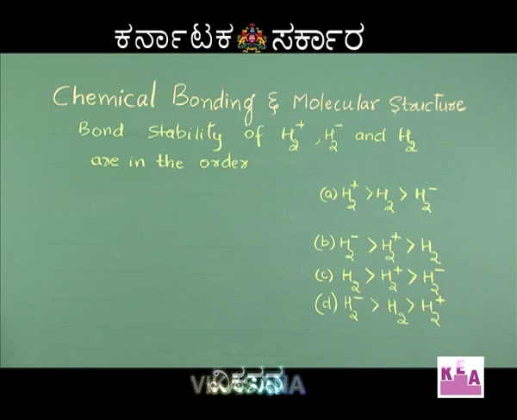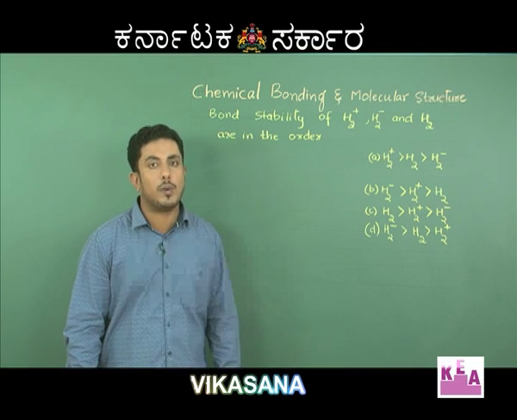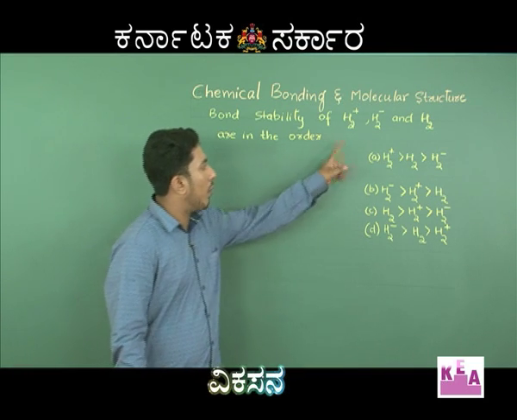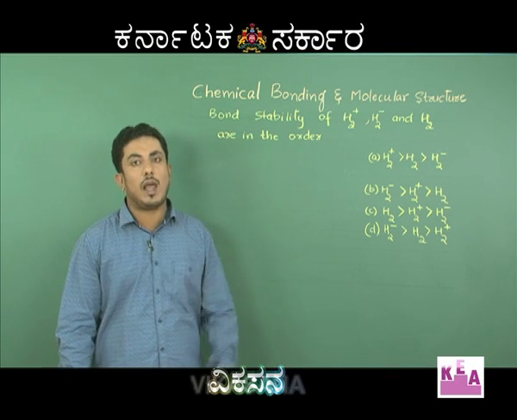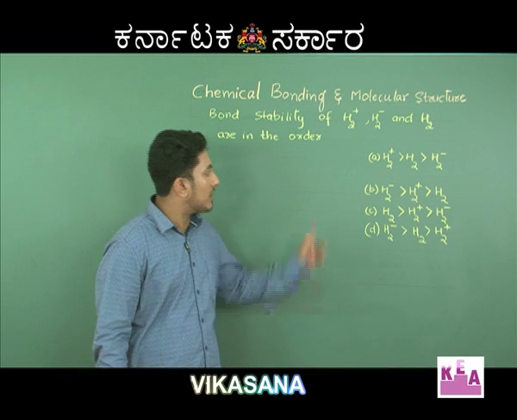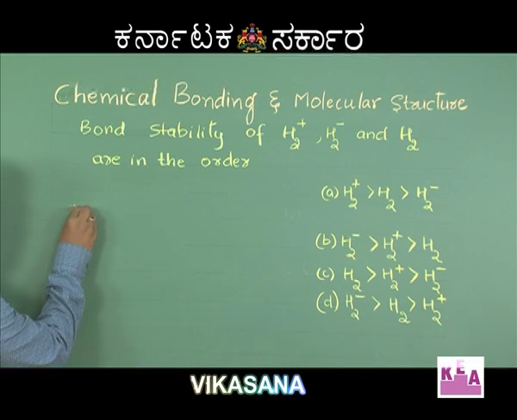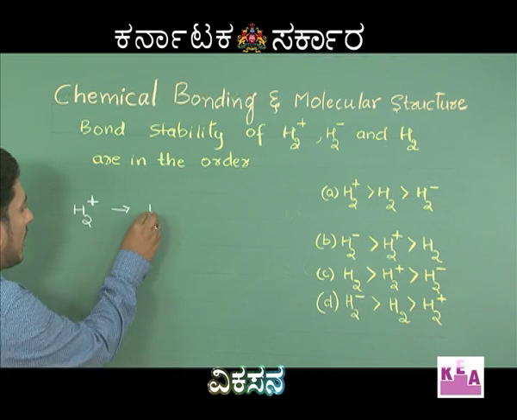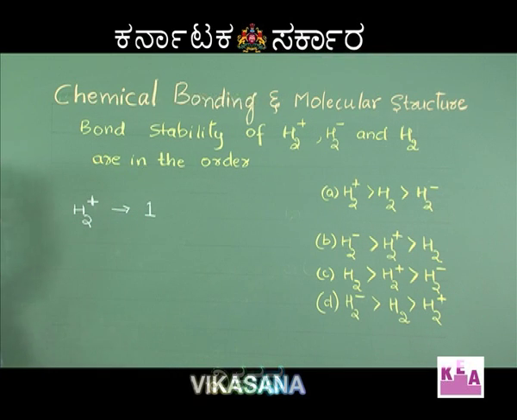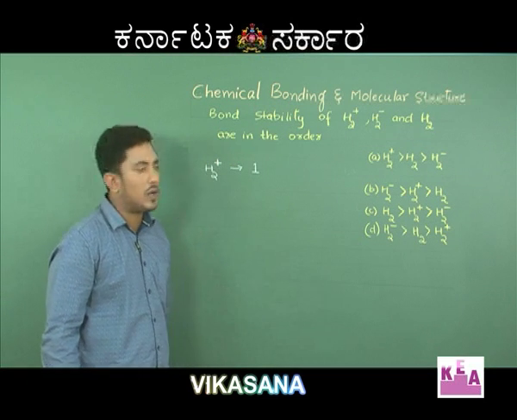Students, the next question is, bond stability of H2 plus, H2 minus and H2 are in the order. Bond stability can be predicted by calculating the bond order according to the molecular orbital theory. We need to calculate the bond order of all the three species, and the molecule with highest bond order will have higher stability. Okay, let us calculate the bond order of H2 plus. H2 plus contains 1 electron. Hydrogen contains 1, another hydrogen contains 1, that is 2, and plus indicates a deficiency, hence it contains 1 electron.